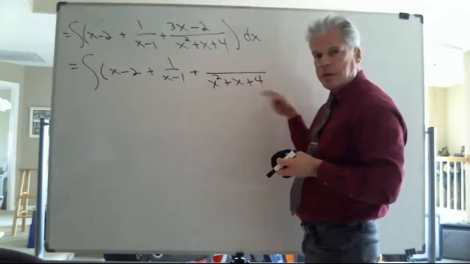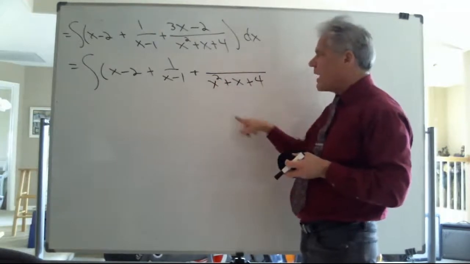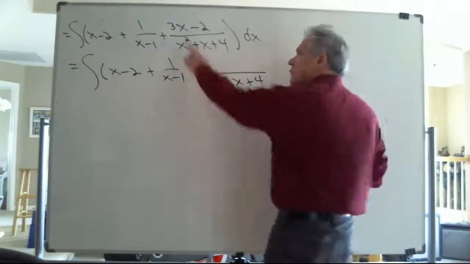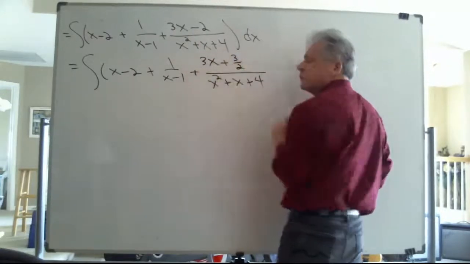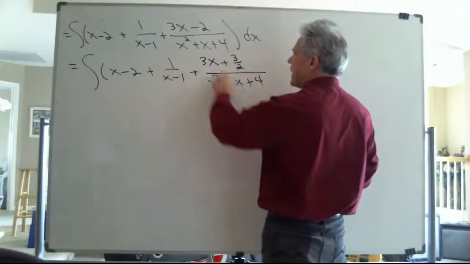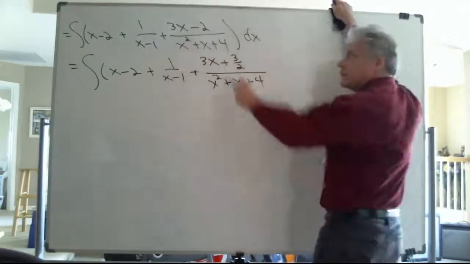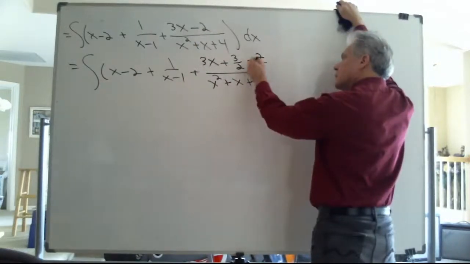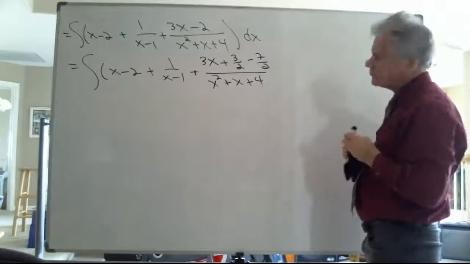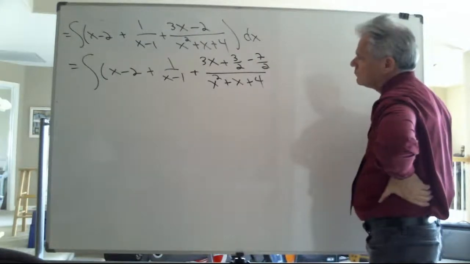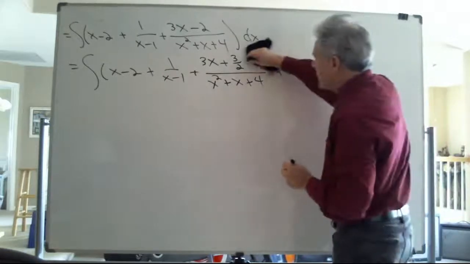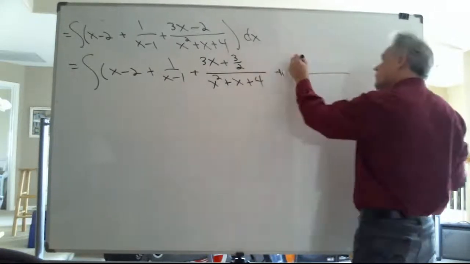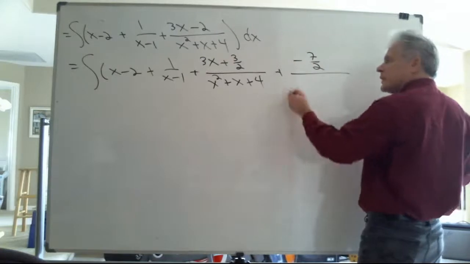This denominator's derivative is 2x plus 1. The constant 1 is half the coefficient of x. But here the coefficient of x is 3. So half its coefficient is this. I'll compensate by adding a negative 3/2, this negative 2. So bringing the negative 7/2 to a whole other fraction. Completing the square of my denominator.